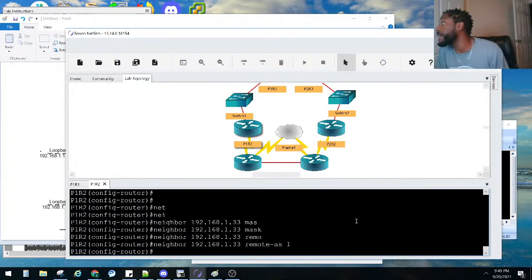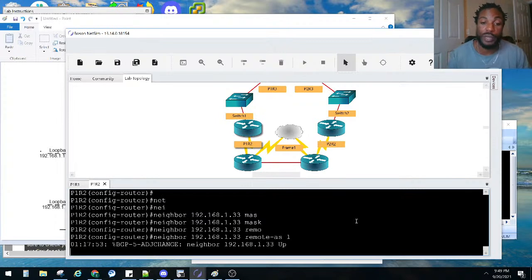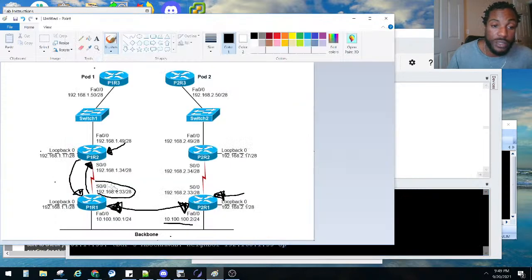Now we should theoretically form a neighbor. Let's get on our knees, pray to the network gods, cross our fingers, and there it is. We got an adjacency change. Neighbor 1.33 is up. Who is that? 1.33 is this guy right here, so we can give him a green circle. We're good to go there. So now these two are neighbors.